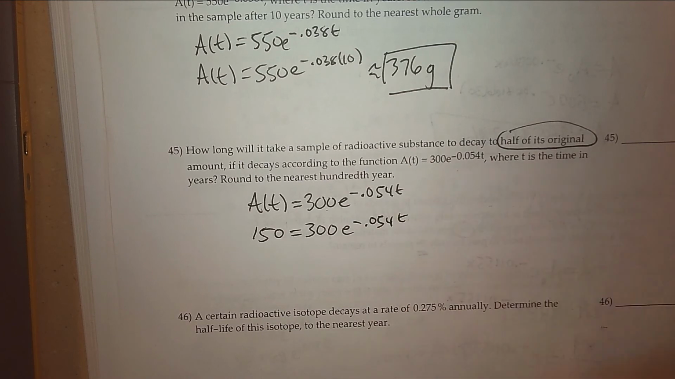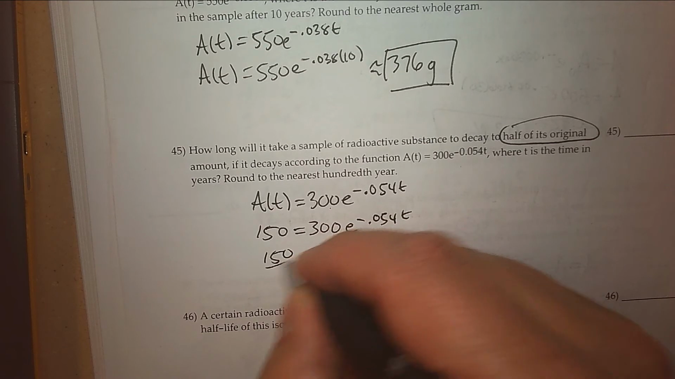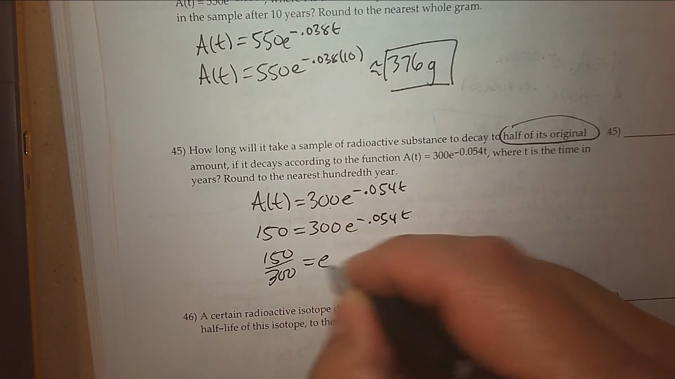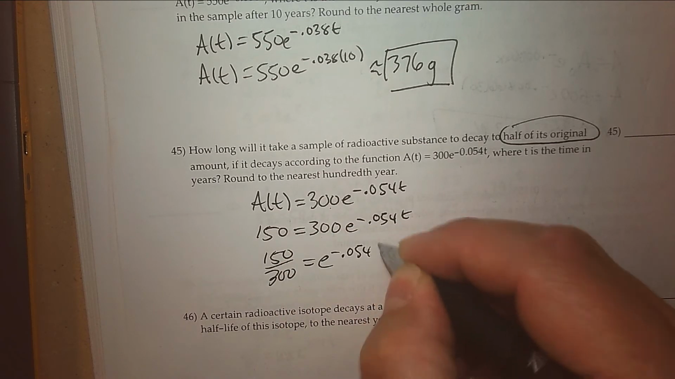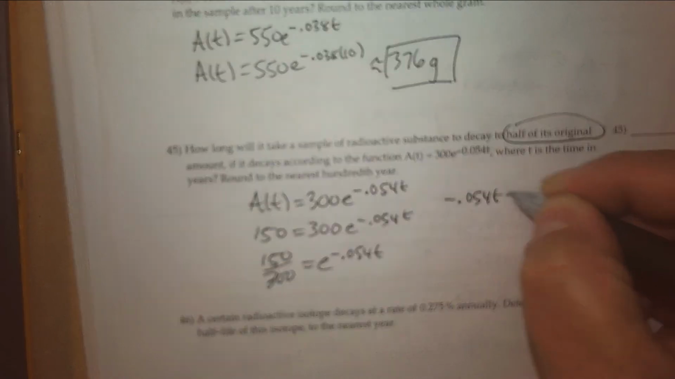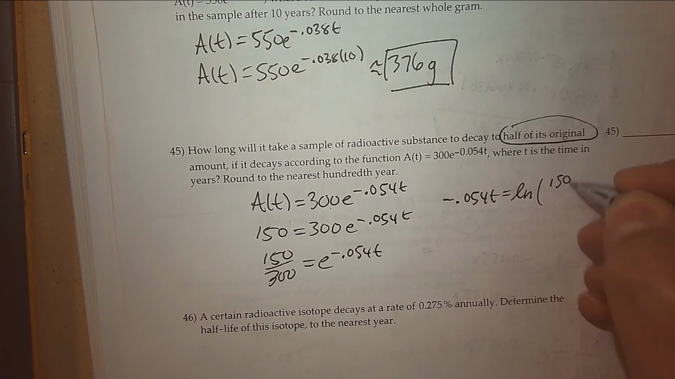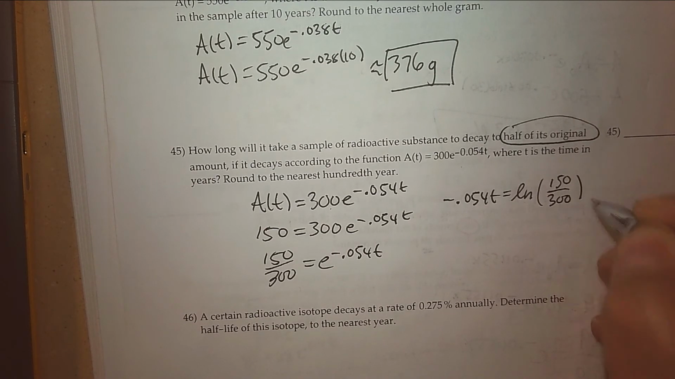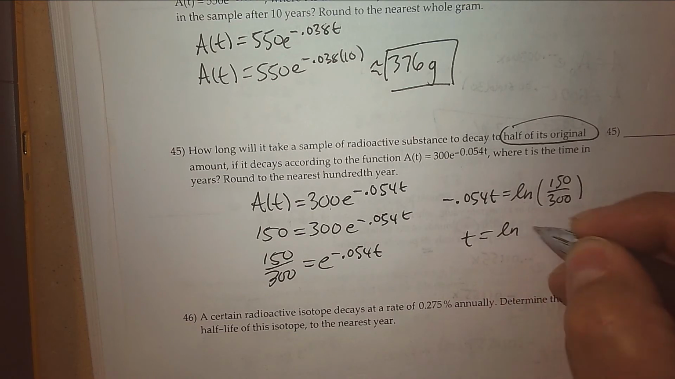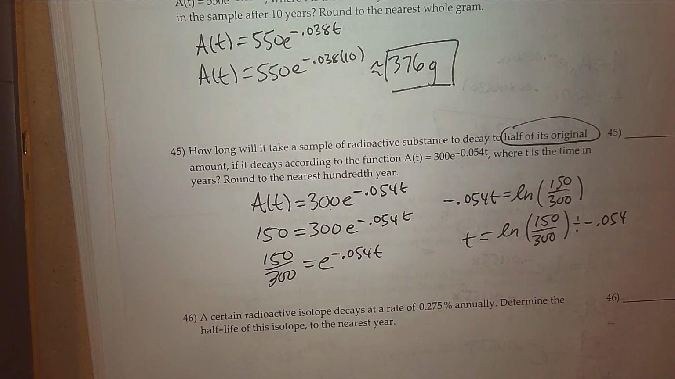And now I need to solve for t. So to solve for t, I'm going to divide by 300. I'm going to write it as a logarithm. So it's going to be negative 0.054t. The logarithm of the base of e is ln, and then inside is 150 divided by 300. To get t by itself, we divide. And we divide by negative 0.054. That's it.